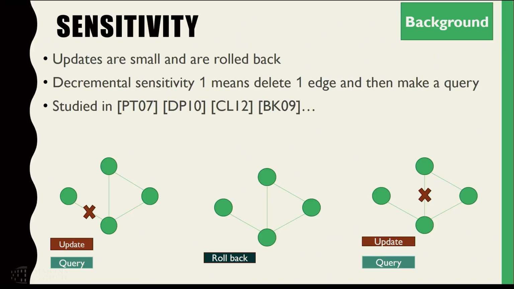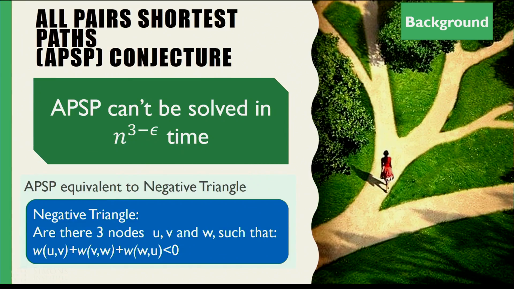So what are we going to allow? For the case of decremental 1 sensitivity, for example, we're going to allow you to delete one edge, roll that back, and delete one new edge. You're never allowed to be farther than one edge deletion away from the original graph that you preprocessed. If you say decremental 2 sensitivity, you're allowed to delete 2 edges, and so forth. This is studied in various papers, and they get some nice upper bounds. But notably, they don't get nice upper bounds for everything.